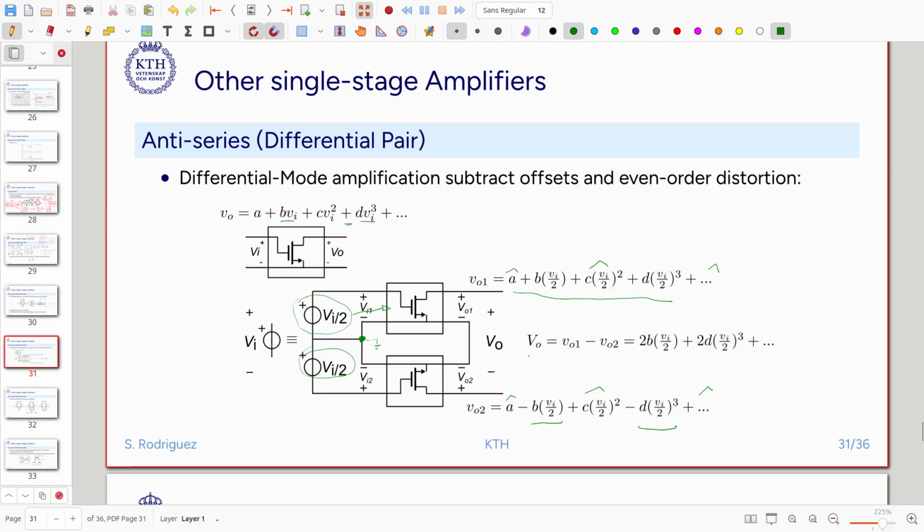So when I take this output signal differentially, I can see that the even components subtract, they basically disappear, and that is how offsets and even order distortion are basically corrected when I use the differential pair or the anti-series. A very important property. So the differential stage, the anti-series stage, rejects even order distortion and offsets.